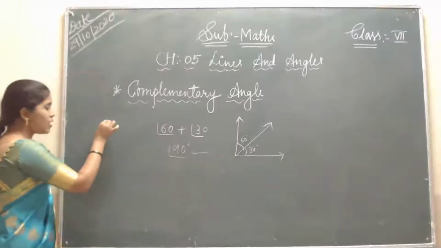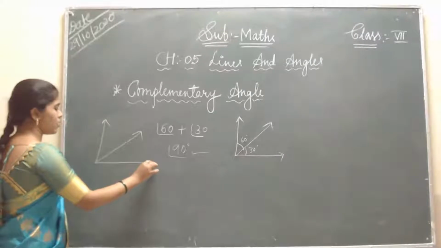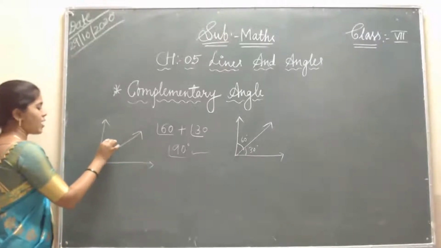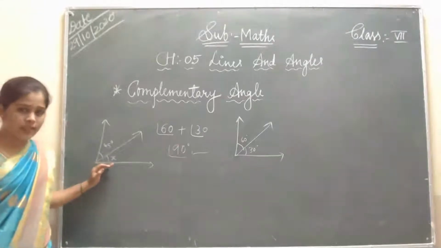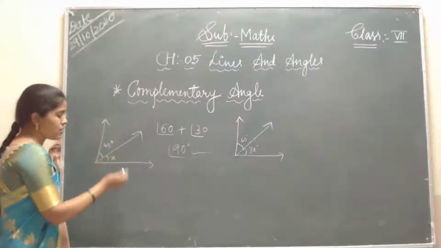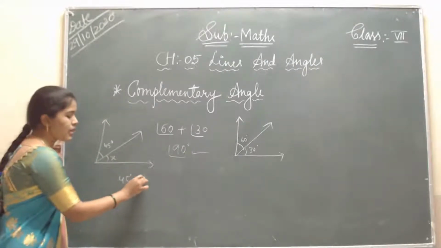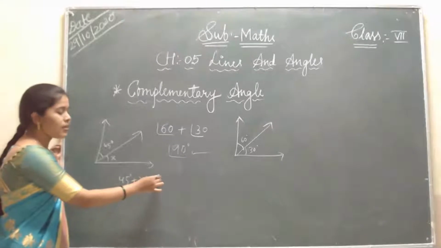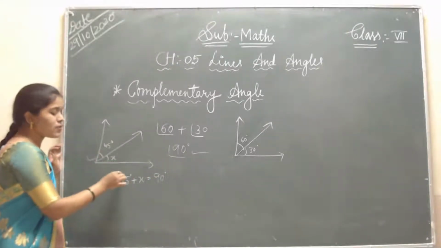For example, they will ask problems like these. One angle is 45, another one is x. Find the value of x, that is, find the complement of 45. So 45 plus x equals what? We have to take 90 degrees, because x is the complement of this 45.